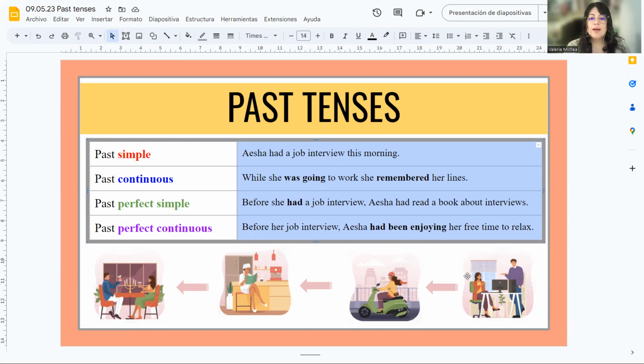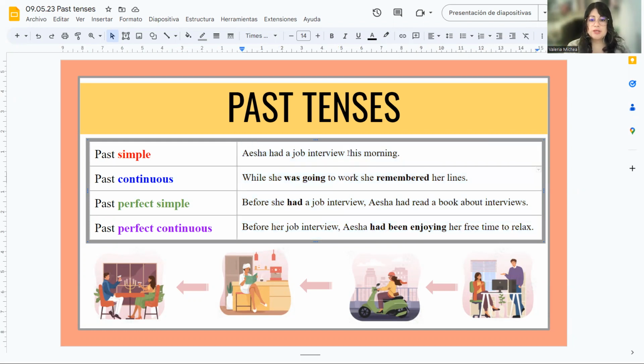All right, so we said that Aisha had a job interview this morning. This is the last event. Before that, she went to her job. So while she was going to work, she remembered her lines, all the things that she needed to say. But before that, before going to work, we have to say this. Before she had a job interview, Aisha had read a book about interviews. So she was practicing. She had practiced for that interview.